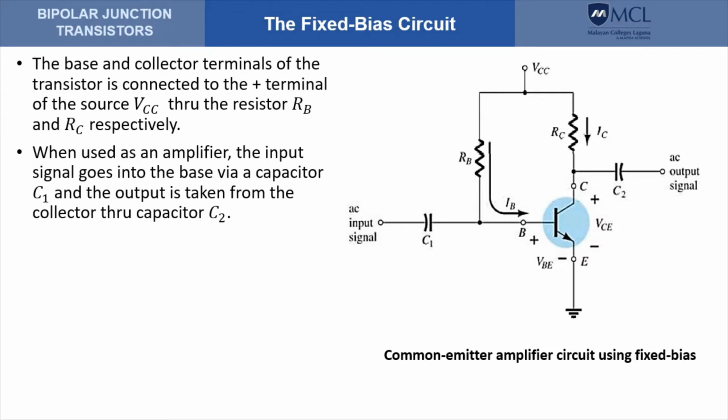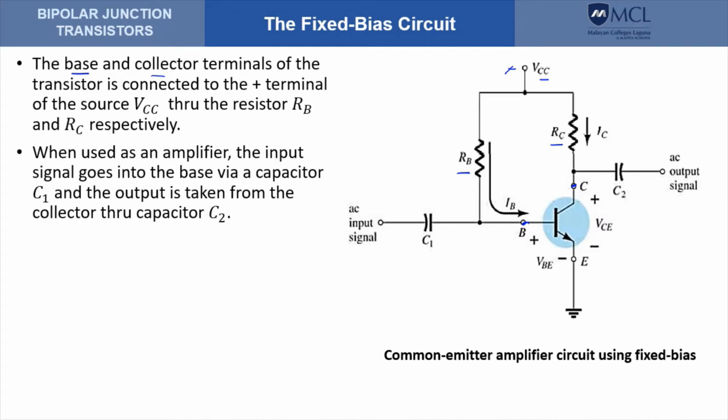So in this setup, we have the base connected to the positive terminal of the source through a resistance R sub B, while the collector terminal is also connected to the positive of the source through a resistance R sub C.